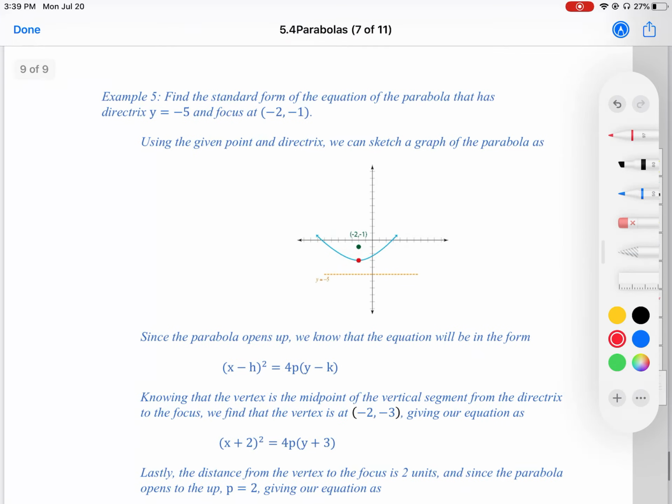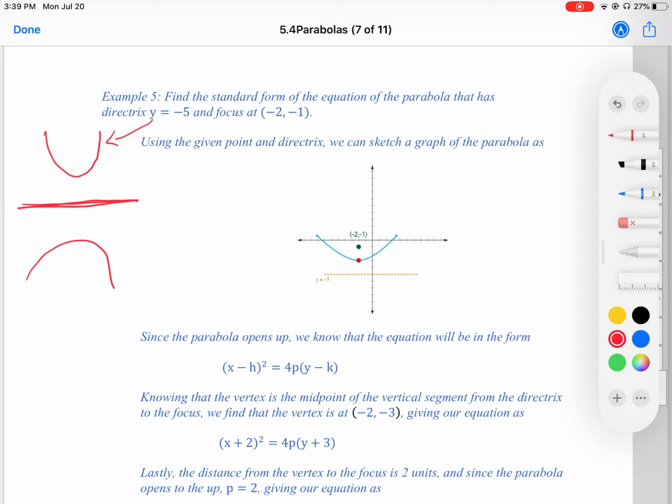Next question. Find the standard form of the equation of the parabola that has a directrix of y equals -5 and a focus at -2, -1. So the fact that we have a directrix that's a horizontal line is telling us that our parabola has to open either up or down. How do we know? Well, it depends on the position of the focus.